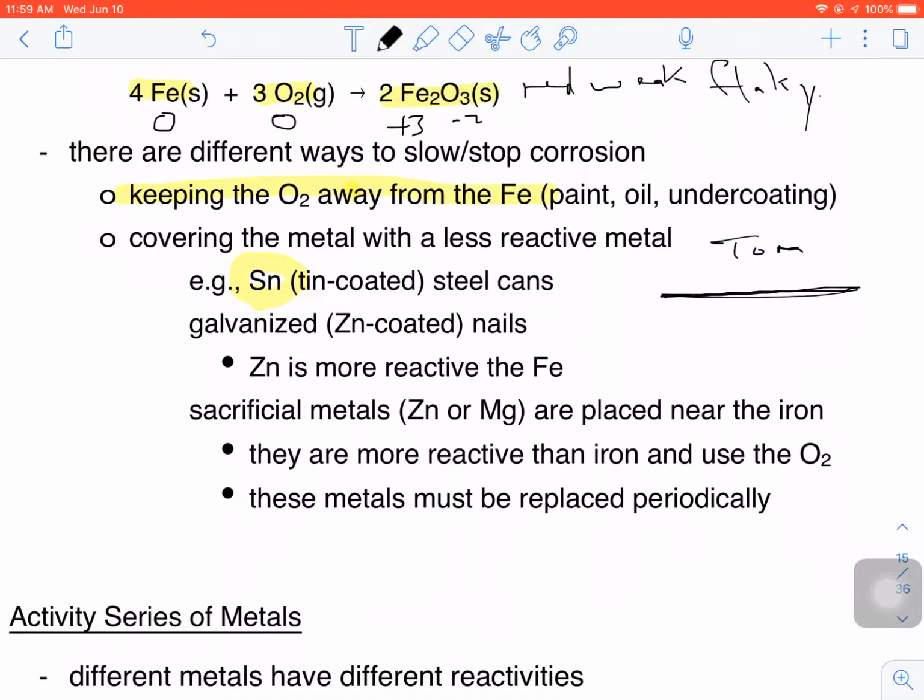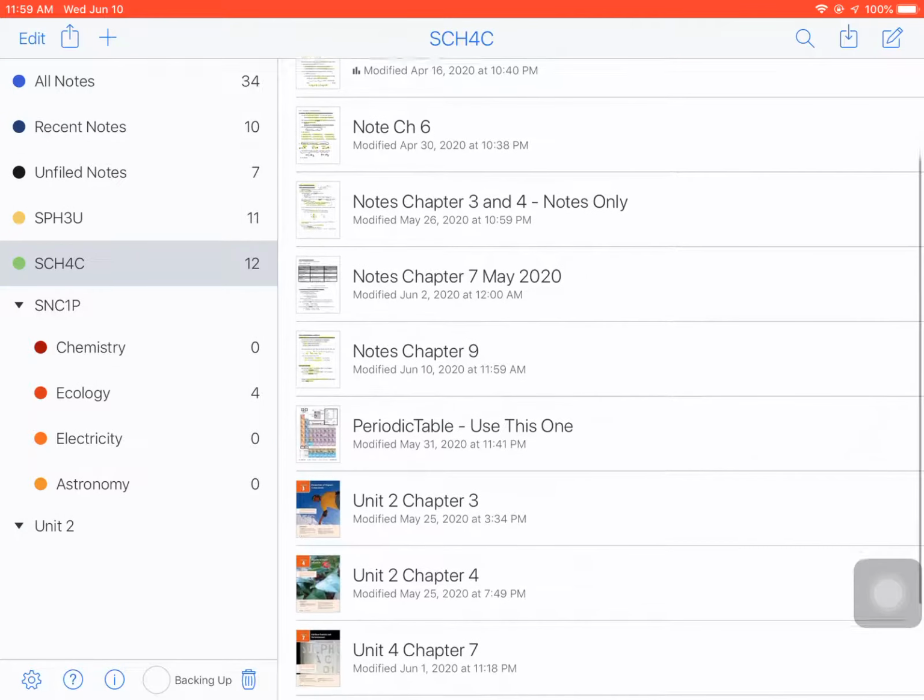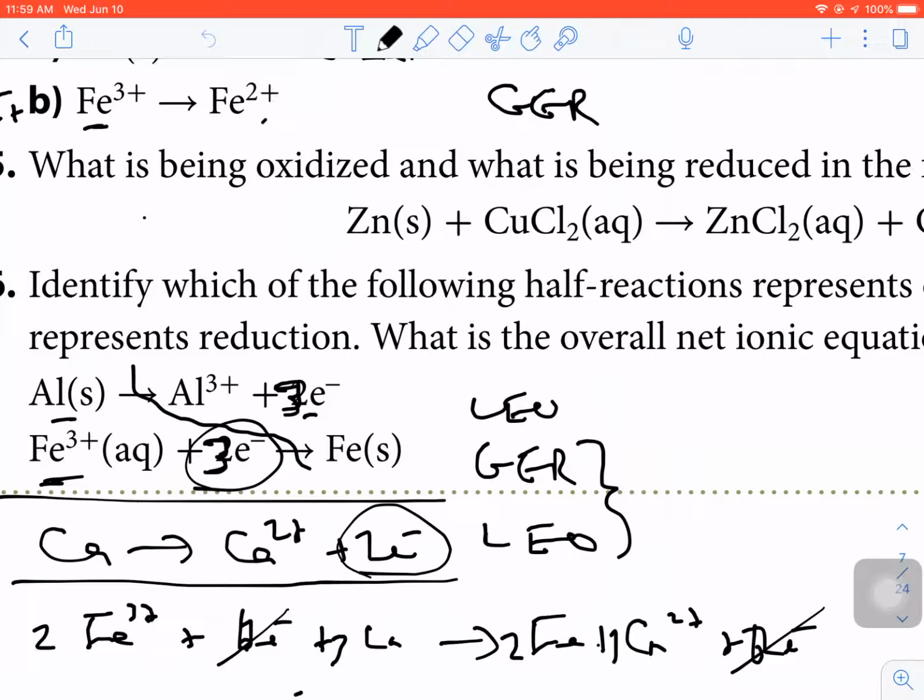I don't know if I've got the textbook here or not. There it is. Oops.